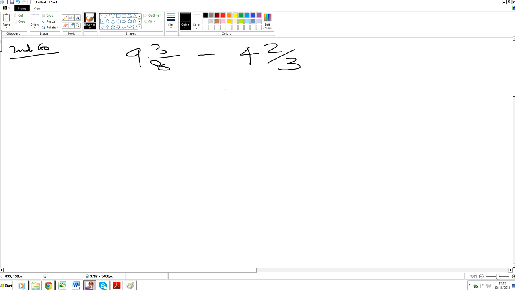Right, okay, if you're going to work out this particular fraction, we're looking at the top heavy method. So how do we do that?